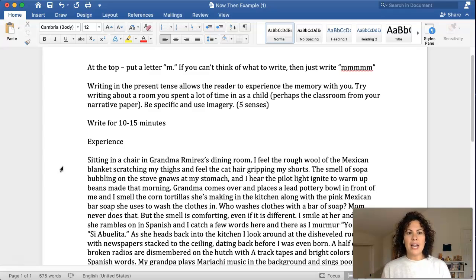We're going to try writing about a room you spent a lot of time in as a child. This could be your bedroom. This could be a closet. This could be a room at your friend's house. This could be anywhere. It could be a room that has a really positive connotation that you loved. It could be a room that you were scared of. It could be a room that you hated. Just something you're really familiar with and that has some sort of emotion attached to it.